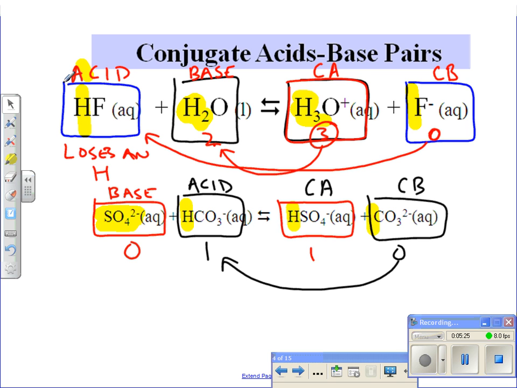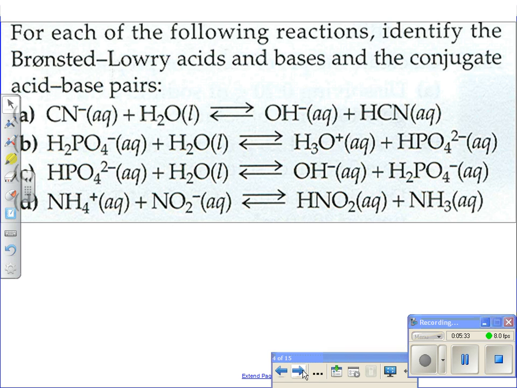So there you go. When you're doing Bronsted-Lowry, conjugate acid, conjugate base, you're looking for the H. Fundamentally, an acid always loses an H. A base always gains an H.